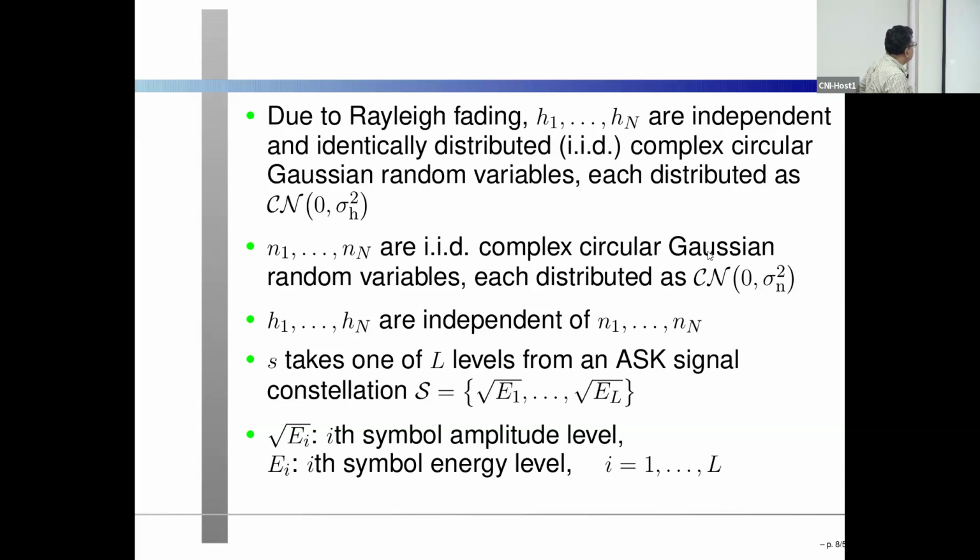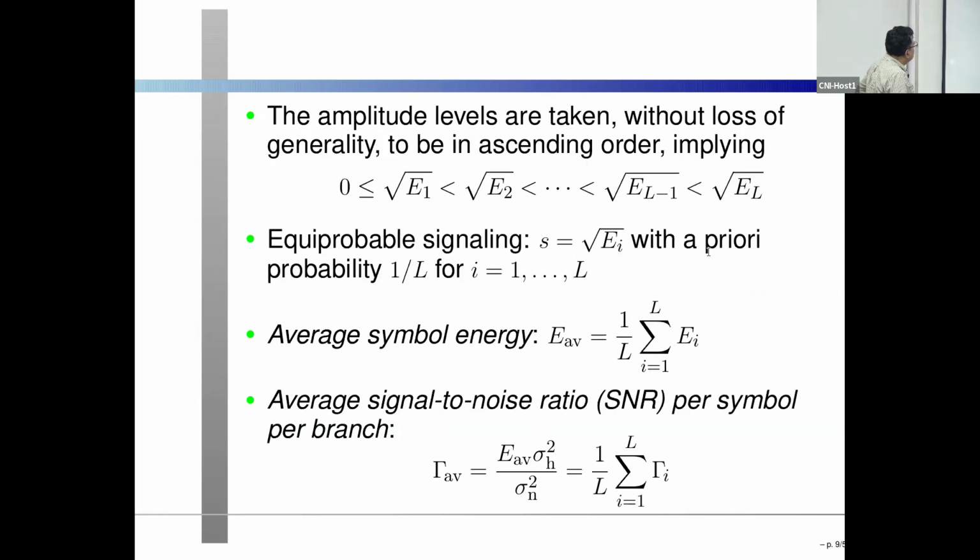And of course, we are talking of L level ASK, so s takes one of L levels from an ASK constellation. So, root E1 to root EL are the levels. We are using E for the energies, so root E will be the amplitude. E1 may or may not be 0. We will see that later, but definitely they are non-negative. So, root Ei is the ith symbol amplitude level and Ei is the energy level. Without loss of generality, they are in ascending order. And the a priori probability is 1 by L for each.